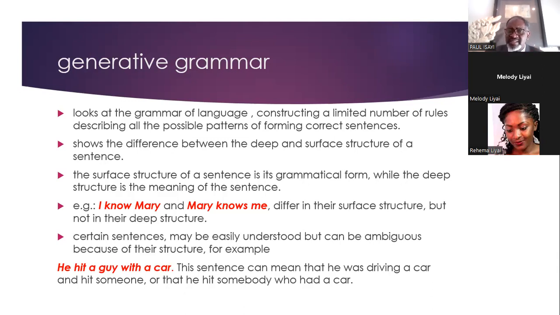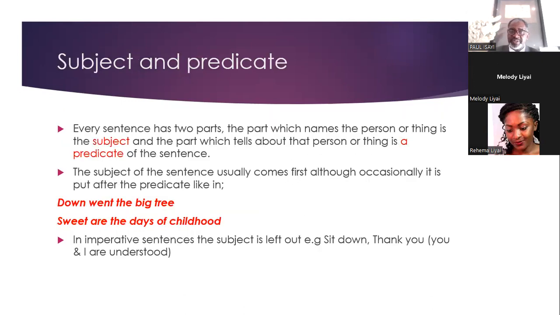Now, what brings that ambiguity is what we are calling the deep structure of a sentence. So it's very important, not just knowing this is an imperative sentence, this is an interrogative sentence, or knowing that this is a simple sentence. It is important for you to know the structure, the surface structure, and the deep structure of the language.